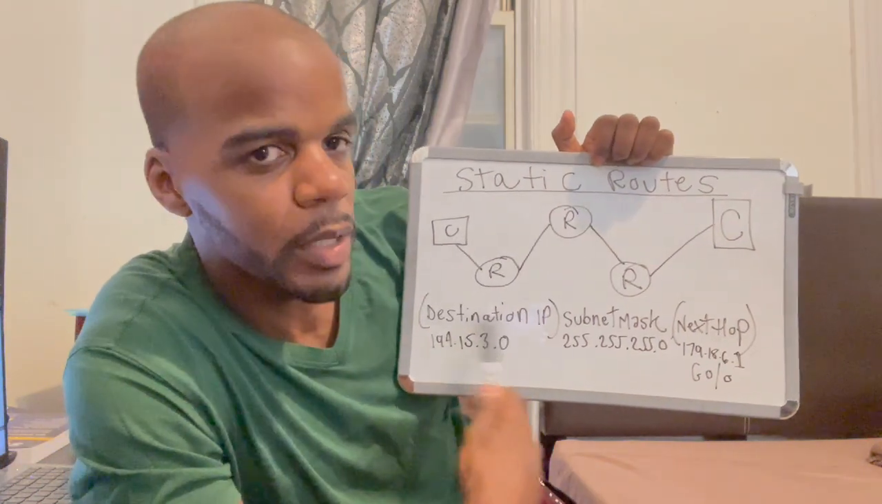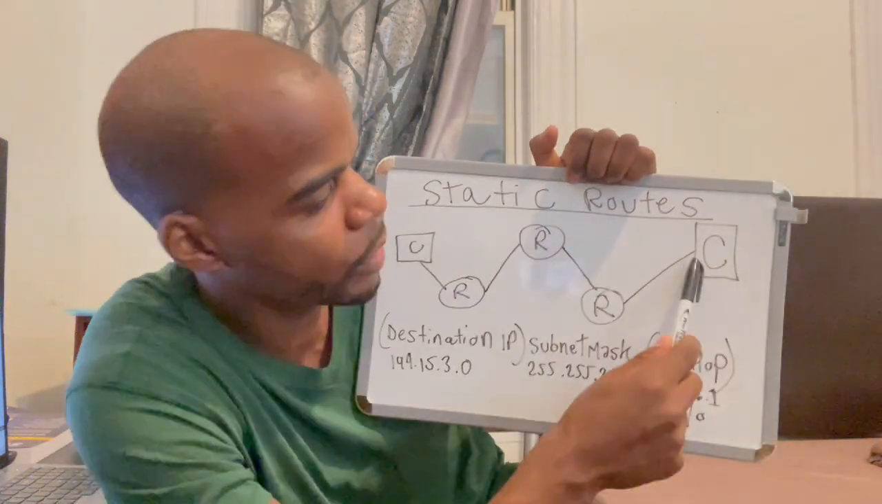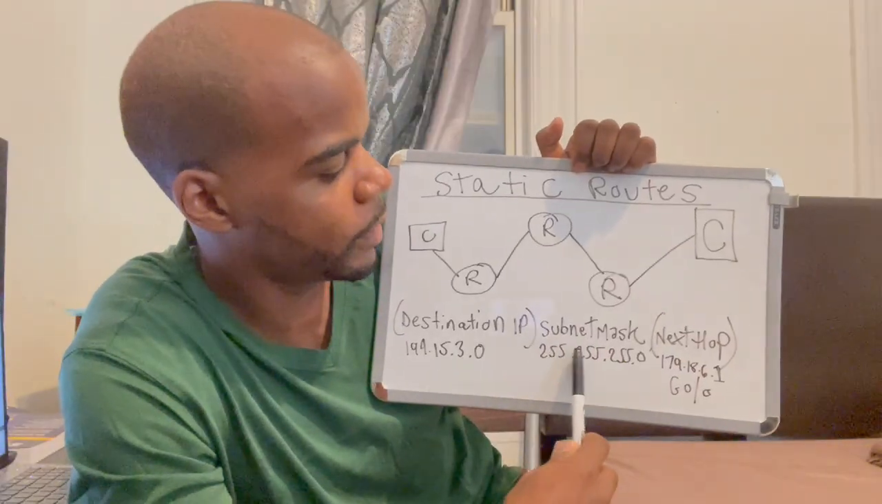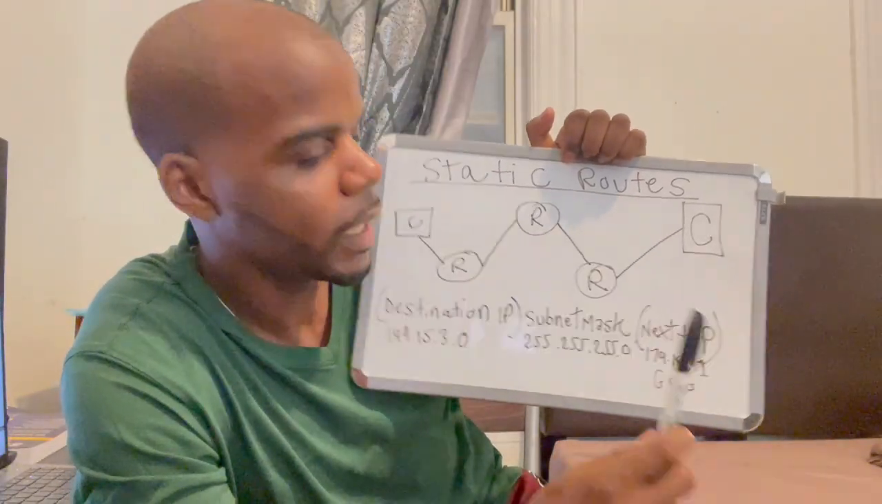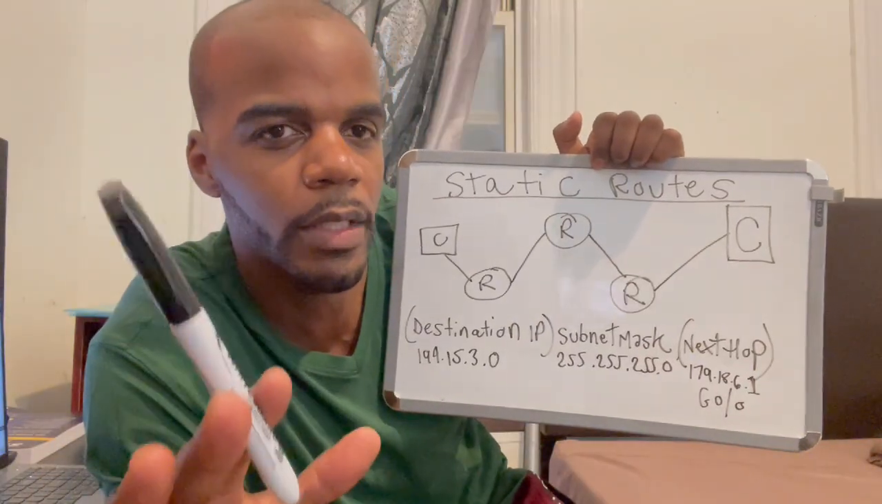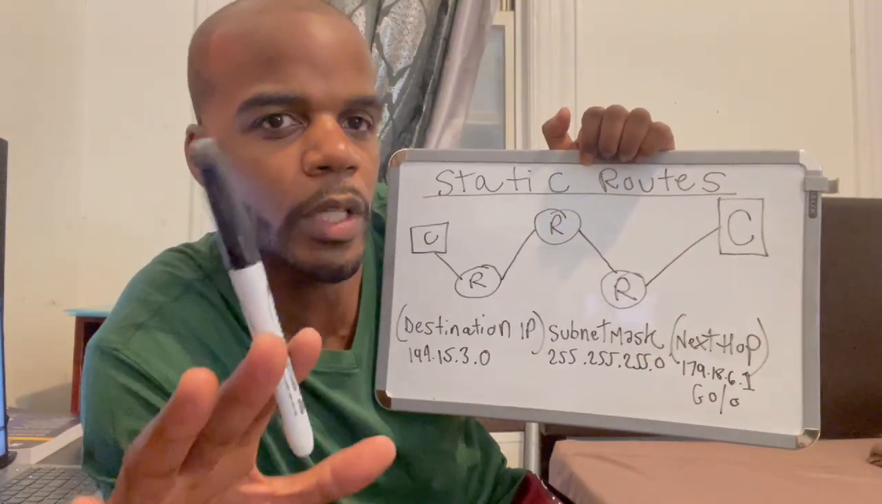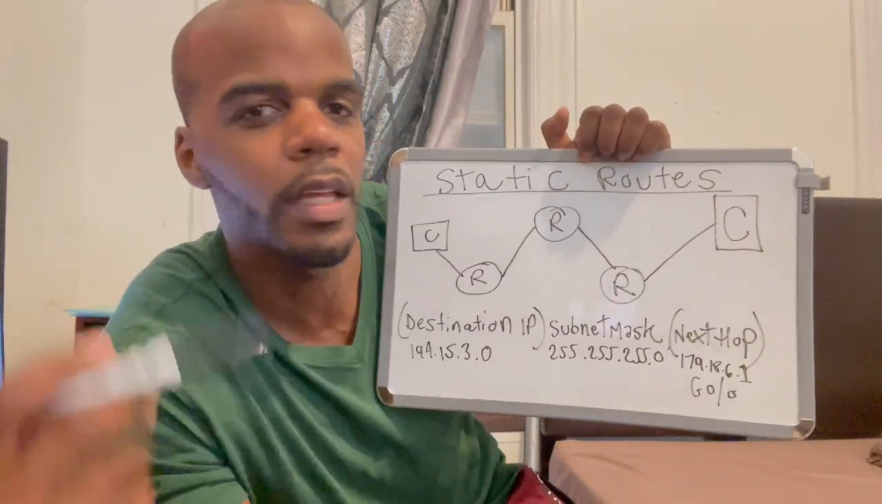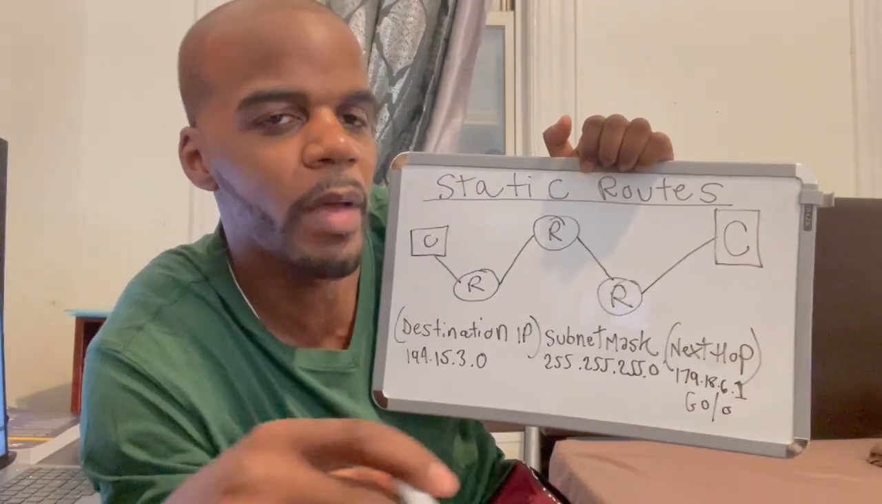Destination IP. So the destination IP is the computer. Subnet mask. Subnet mask is right here. And we're gonna get to what a subnet mask is in a few videos down the line. I'm gonna show you guys what a subnet mask is and what the purpose of a subnet mask is. We'll get to that.